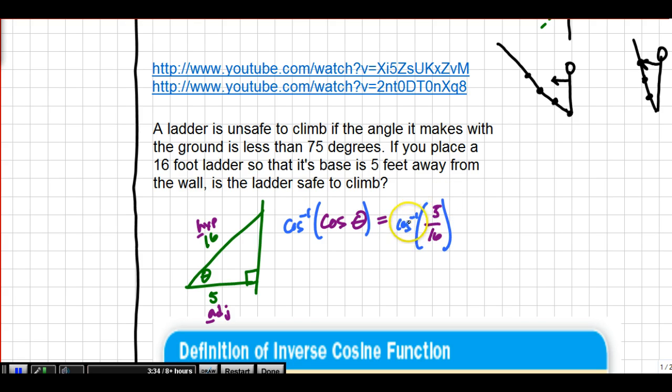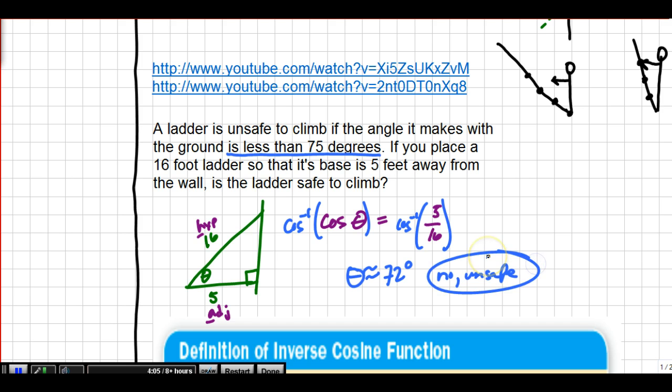When you type in inverse cosine, you'll have to use the trig button on your calculator. If you have a gray TI Inspire calculator, you just do second and then cosine, and you'll see this little -1 show up. And then you type in 5/16, and when you round that off, you should get about 72 degrees for theta. And that's assuming that we're rounding to the whole number. Since we got a 72-degree angle, which is indeed less than 75 degrees, is the ladder safe to climb? We're going to say no, it's unsafe. And if we needed further explanation, we'd say because the angle that it makes with the ground is less than 75, which is deemed unsafe.